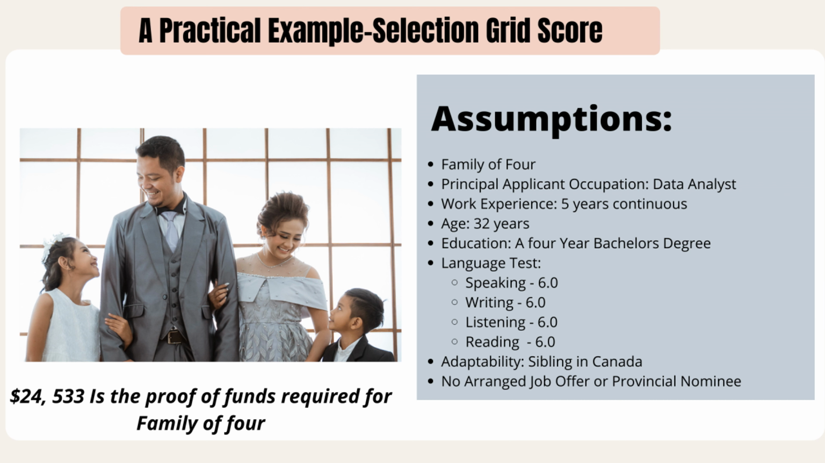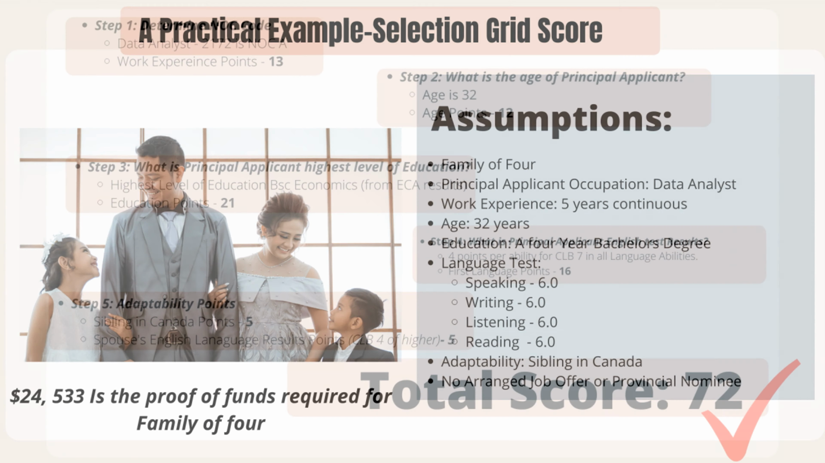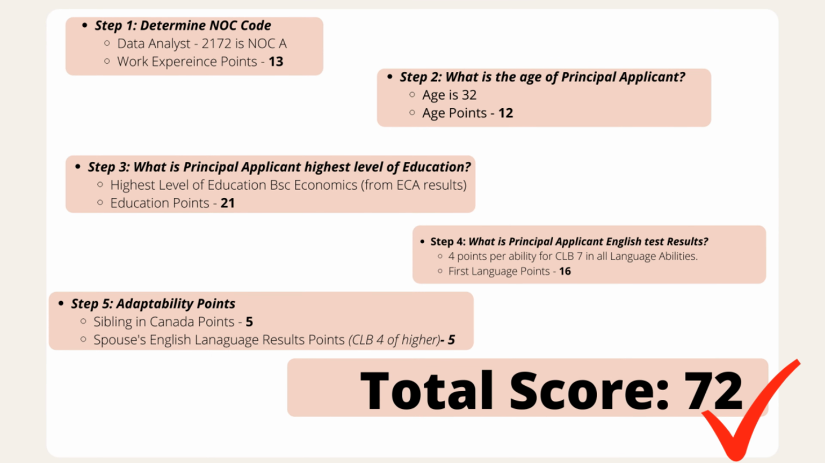To finish up our presentation, we'll be showing you how many points you can have depending on your family size. The assumptions that we have made are right on the screen. If I were this person, the first thing I'm going to do is to determine my NOC code, and we have gone ahead to determine the NOC code of this person. Let's call the person John Doe. Okay, John Doe is good. So John Doe is a data analyst with an NOC code of 2172. For work experience, he gets 13 points. If John Doe is 32 years old, he gets 12 points.